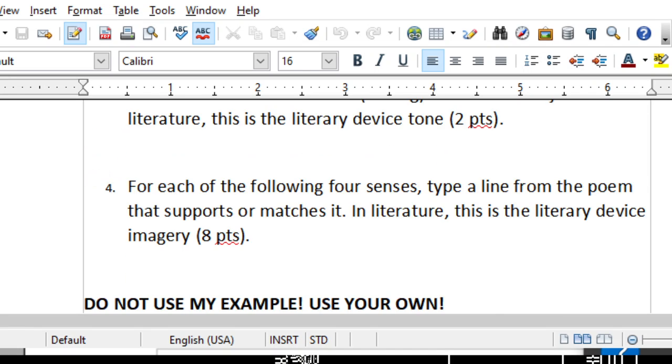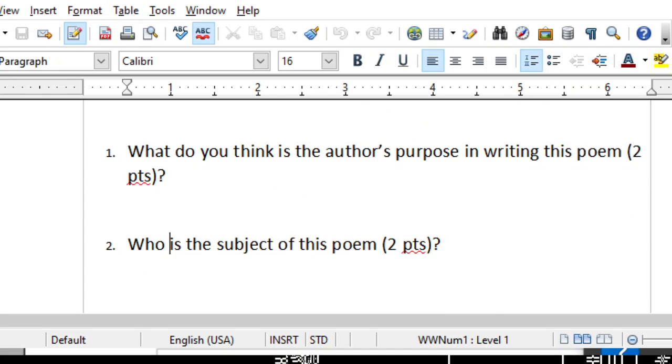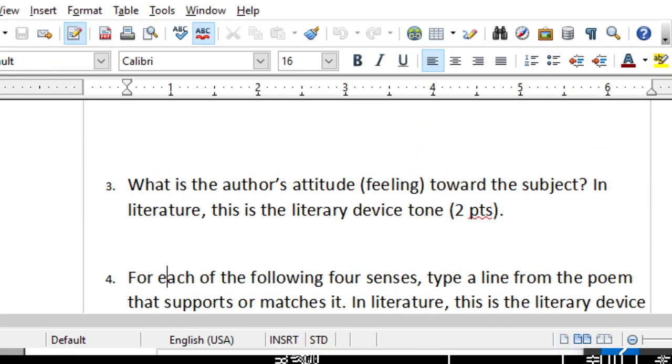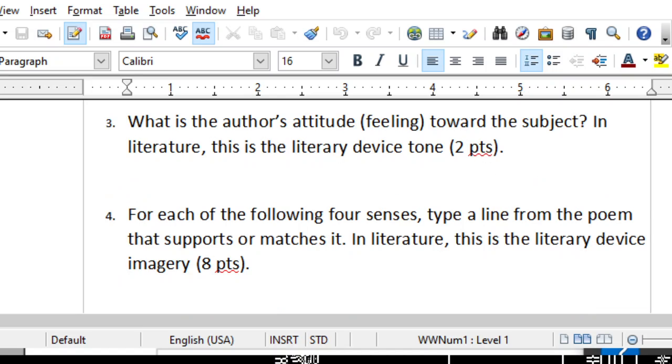Number four. And I moved too fast. So let me go back. Number four. For each of the following four sentences, type a line from the poem that supports or matches it. In literature, this is the literary device imagery.